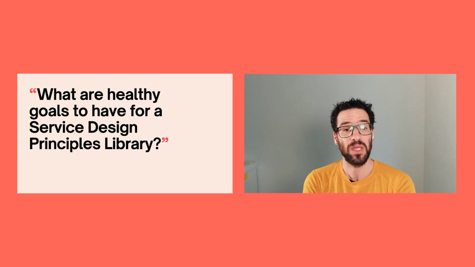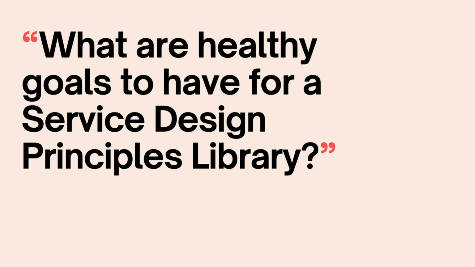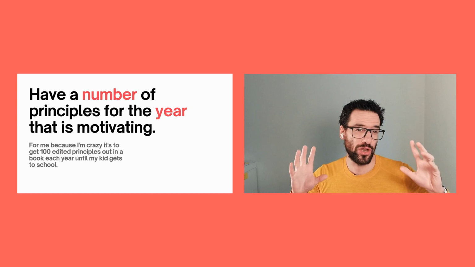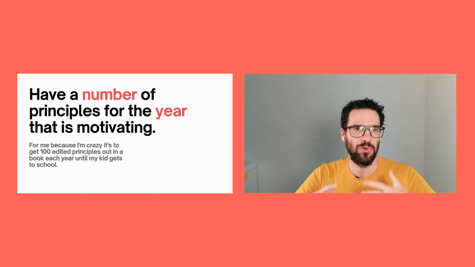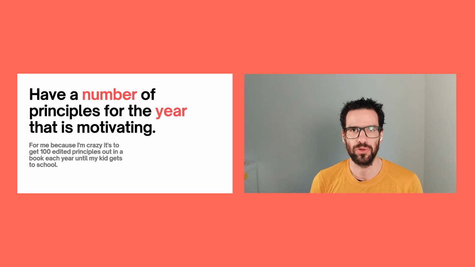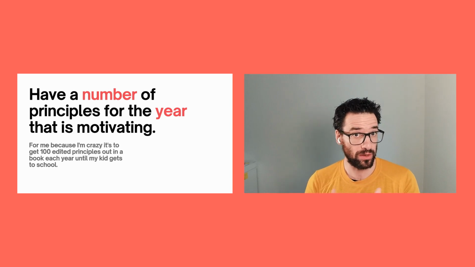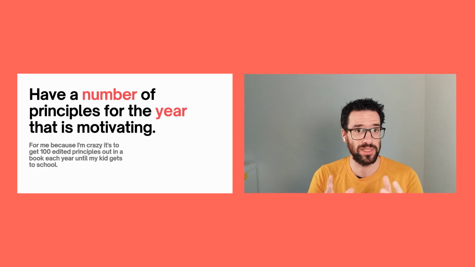The second question is, what are healthy goals to have for a service design principles library? One could be to have a number of principles for the year. For example, you might say, hey, this year I want to observe and write about or capture maybe 10 things that inspire. That's a cool goal. Maybe that's even less than once a month.